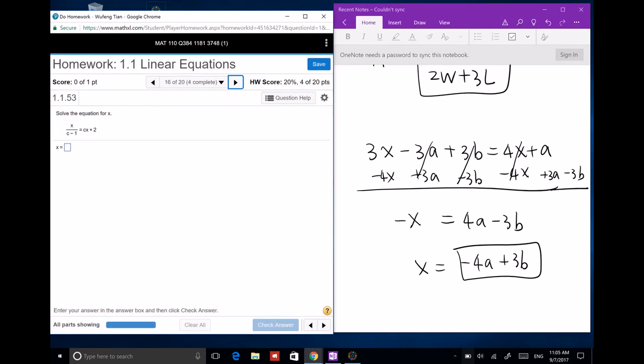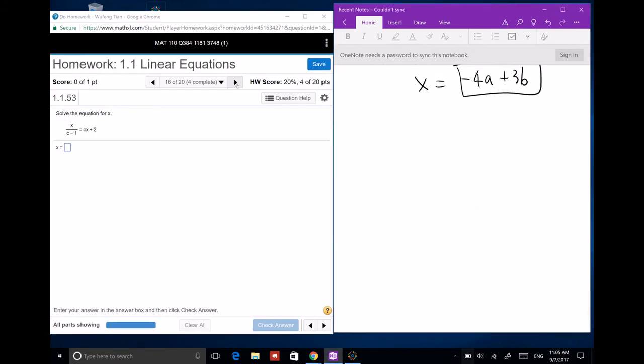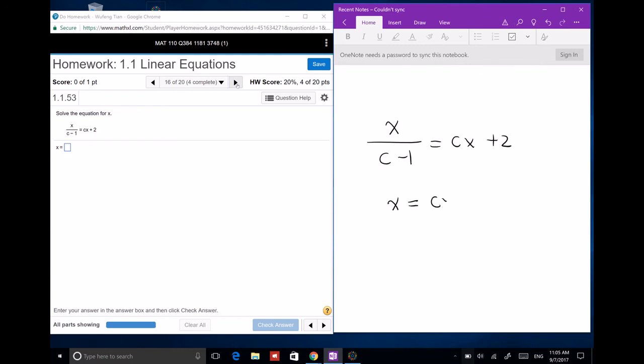Number 16. Solve for x. It's isolating x. So x over (c minus 1) equals cx plus 2. Since there's a denominator, we want to multiply both sides by c minus 1. So x equals (cx plus 2) times (c minus 1). So we need to FOIL it. What do I have? x equals cx times c, c squared x; cx times negative 1, minus cx; 2 times c is plus 2c; 2 times negative 1 is minus 2.